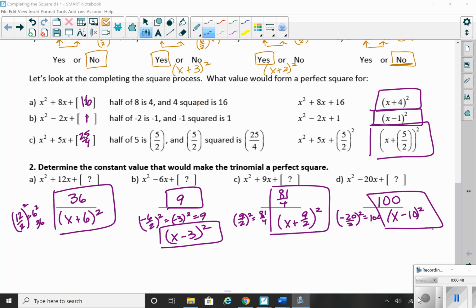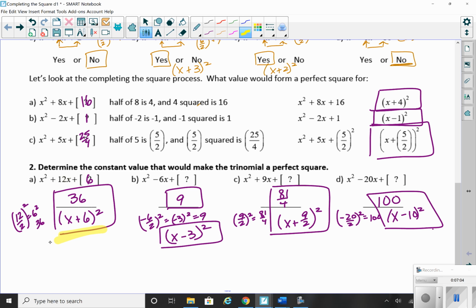Okay, so completing the square is something that you learned last year. Hopefully you're recognizing some patterns here. In A, 12 cut in half is 6. 6 squared is 36. So 36 is the magic number I'm plugging in, which would give me the squared binomial x plus 6, the quantity squared.